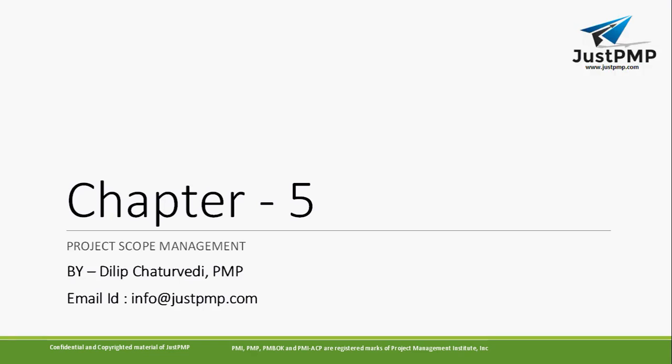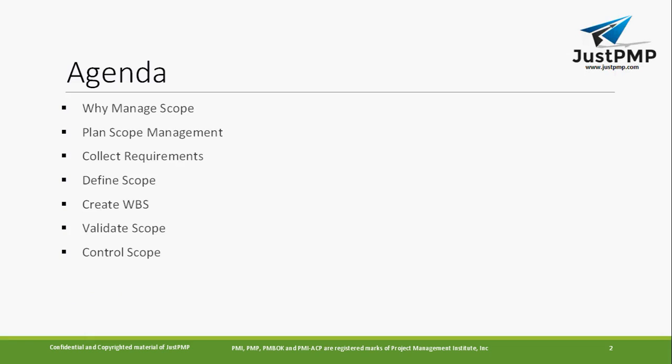Okay, so welcome to chapter 5, and this is all about project scope management. The agenda for this topic is: why to manage the scope, plan scope management, collect requirements, define the scope, create a WBS, validate the scope, and control the scope. These are the important processes which are part of scope management.